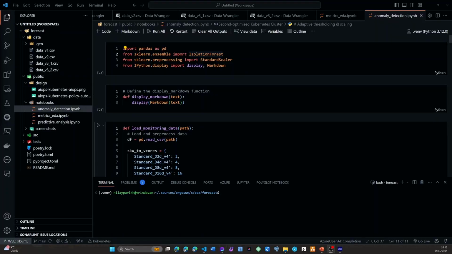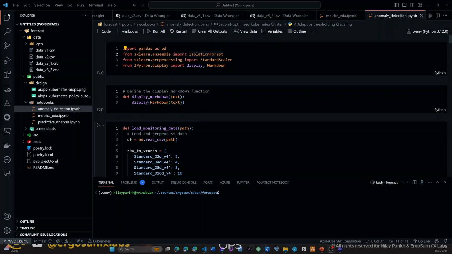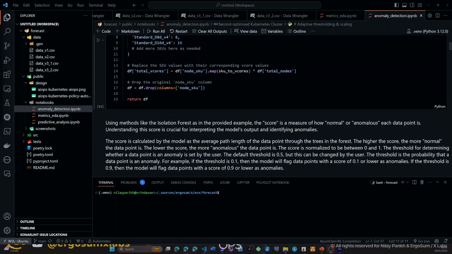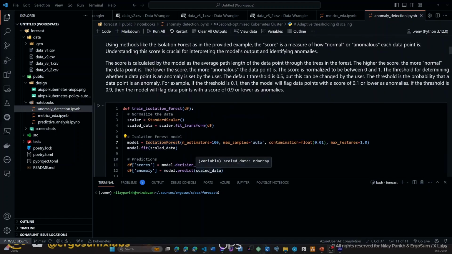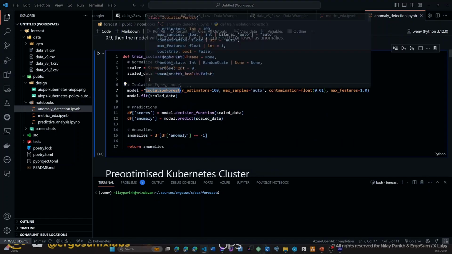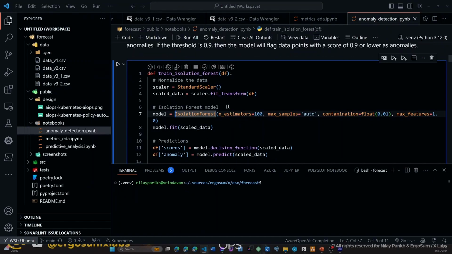Anomaly detection is a critical component in AIOps, especially when managing complex systems like Kubernetes. In this particular chapter, we will explore how identifying and addressing anomalies can drastically improve system performance and efficiency. We have chosen the isolation forest algorithm for our experiment. It is uniquely suited for detecting outliers in our data, which could indicate potential issues.